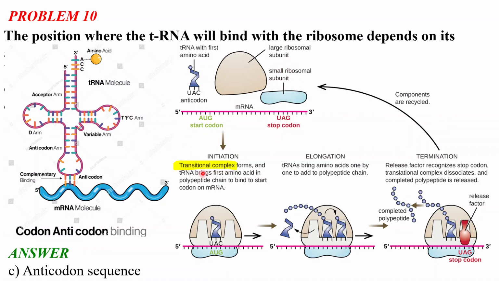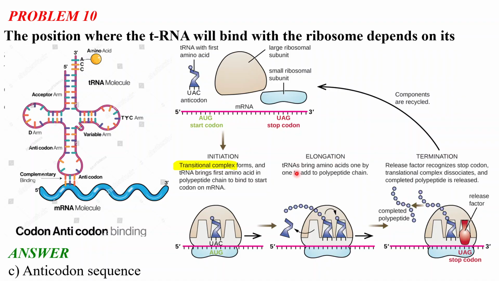All these come together to form a translational complex, and the tRNA brings the first amino acid in the polypeptide chain to bind to the start codon of the mRNA. As you can see, this is the anticodon. The codon is AUG, which codes for the amino acid methionine. The anticodon should be UAC, which is complementary to AUG, and it will carry the amino acid methionine. So the first step is the initiation step, where this first amino acid binds.